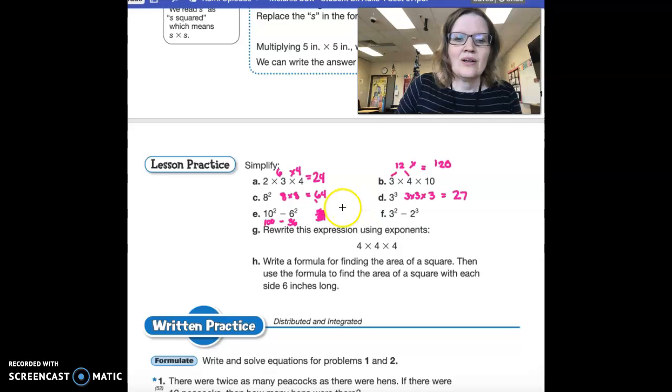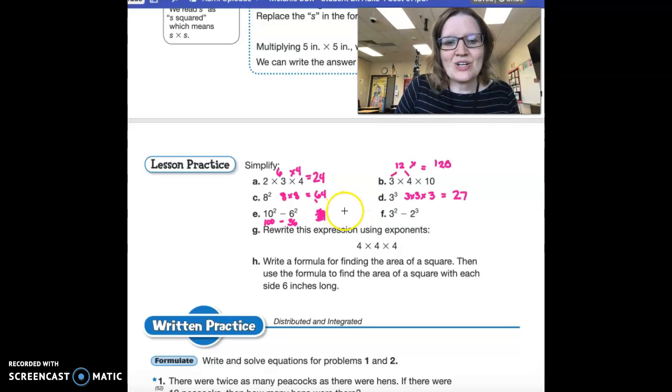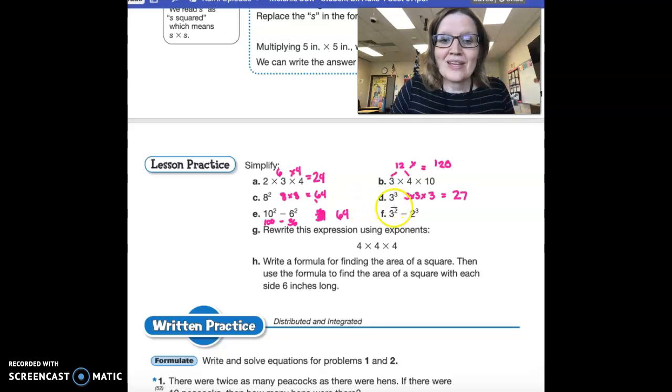Here we go. 100 minus 36 is going to give me 64. I felt like that was not right. Anyway, moving on. 3 squared is 9, and 2 cubed is 8. 2 to the third power. That gives me 1. Rewrite this expression using exponents.